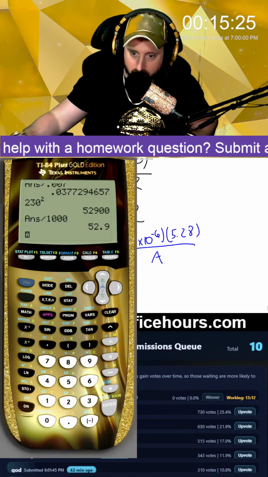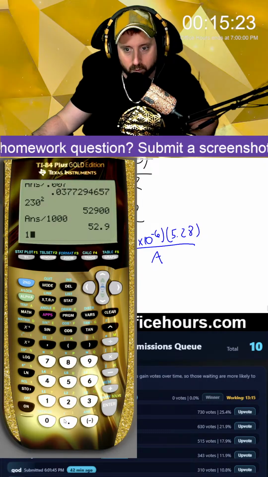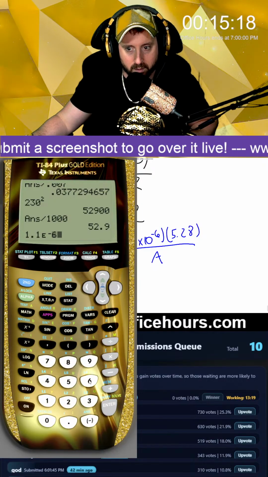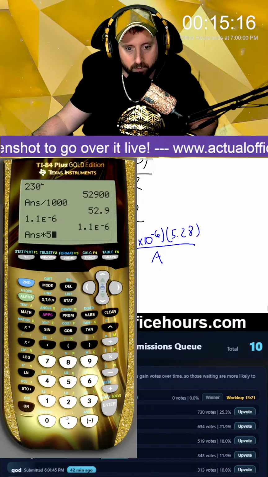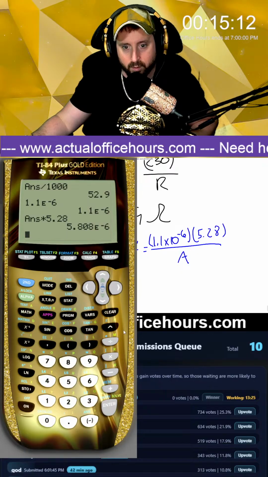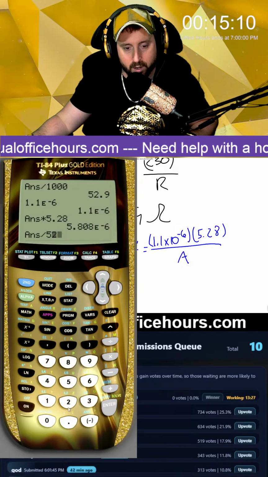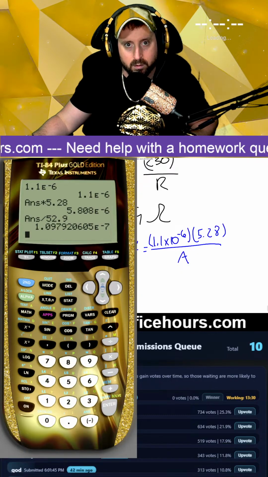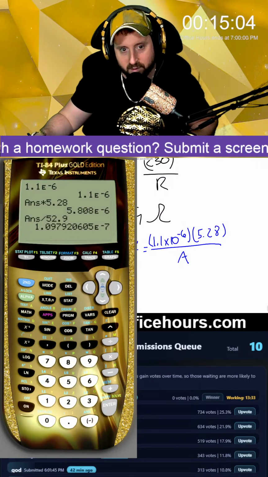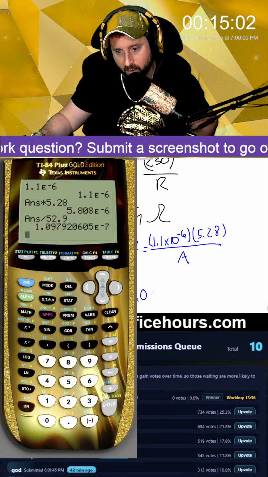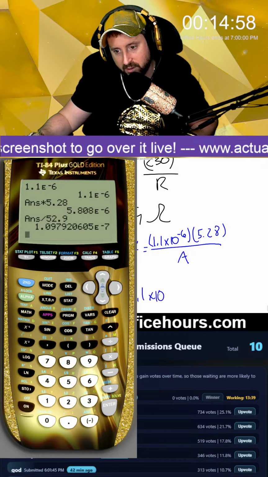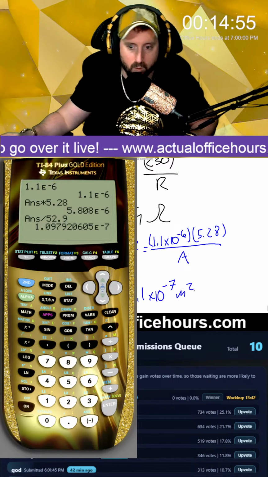Now I'm going to get that A is equal to... let's use a calculator. This is a really cool question, actually. I just misread it at the beginning. Times 5.28, but I understand where they're coming from now. And then we're going to divide that by 52.9. Okay, so the area is equal to 1.1 times 10 to the minus 7 meters squared.